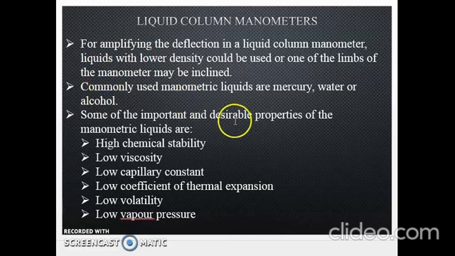Commonly used manometric liquids are mercury, water, or alcohol. Some of the important and desirable properties of the manometric liquids are as follows. They should be highly chemically stable. Second, low viscosity manometric liquids are preferred. They should have a low capillary constant.